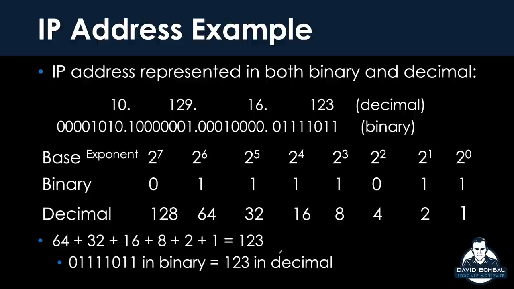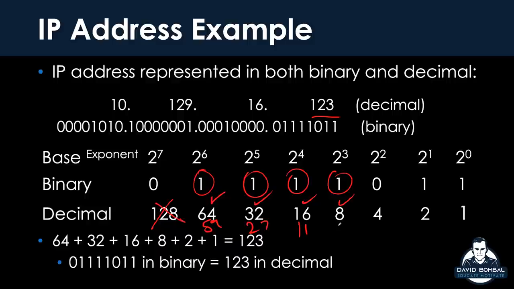Now 123 minus 128 would be less than 0, so it's not equal to that. But 123 minus 64 equals 59. So in other words, we'll set this value on. 59 minus 32 equals 27, so that bit will be set on. 27 is greater than 16, so we'll set this bit on. 27 minus 16 gives us 11. That's greater than 8, so we'll set this bit on. 11 minus 8 gives us 3. 3 minus 4 is a negative number, so that bit is set off. But 3 minus 2 equals 1, so that bit is set on, and so is this bit to give us 0. So 123 looks like that in binary. It's 64 plus 32 plus 16 plus 8 plus 2 plus 1 equals 123. Binary value, a decimal value.